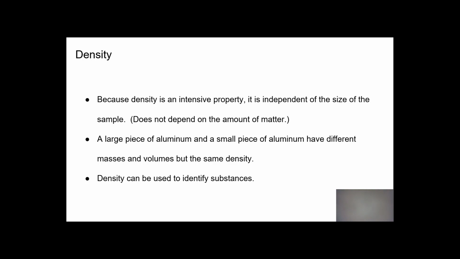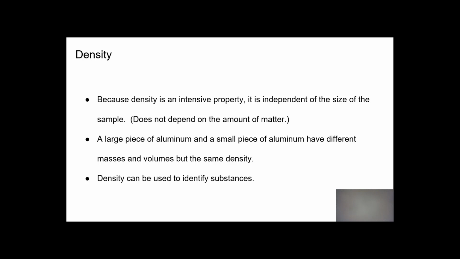Pure water is always going to be 1.00 grams per mL, no matter where it's at. That's just what the makeup is. So you don't need a lot of it to know that it's still water. You can have a pool of it, you can have a drop. It's still going to have the same numerical value if the conditions match and so forth, and it's pure. A large piece of aluminum and a small piece of aluminum have different masses and volumes, but the same density. So regardless of the size, if it's aluminum, they're going to have the same density.